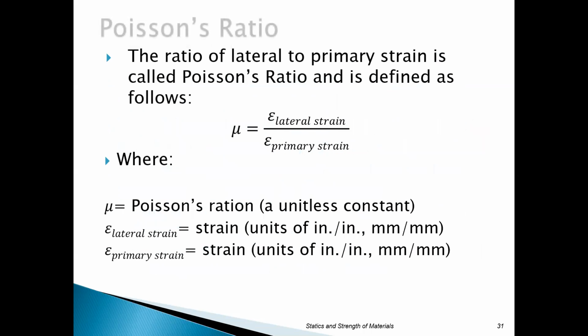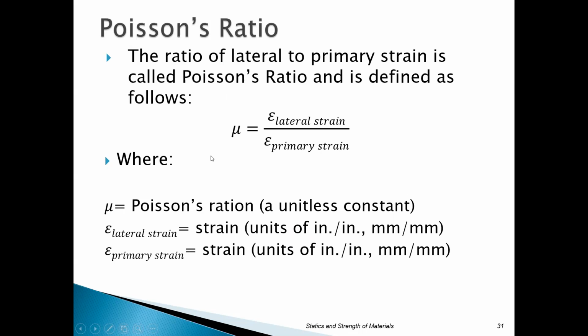So Poisson basically said he could take those two and develop a ratio. If you take the lateral strain and divide it by the primary strain, you get this ratio, which is Poisson's ratio, and that's the Greek symbol mu. What you're getting is a unitless constant, because strain is in units of inch per inch or millimeter per millimeter or meter per meter, and you're dividing that by the same unit. It's just a unitless number.